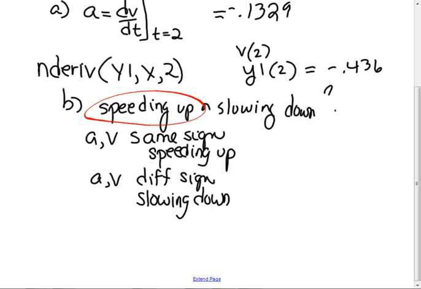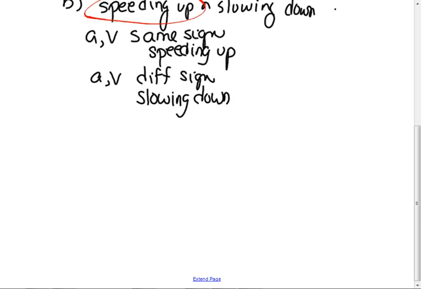Now, it says for C, find the time t greater than or equal to 0. It's not a closed interval, unfortunately, at which the particle reaches its highest point. How are you going to find the highest point? Well, you have a velocity here. Highest point is when the velocity is... I throw a pen up in the air, it's going to stop. Velocity is 0.